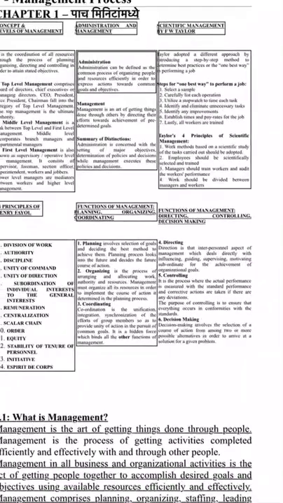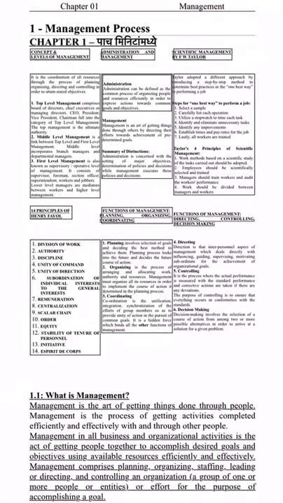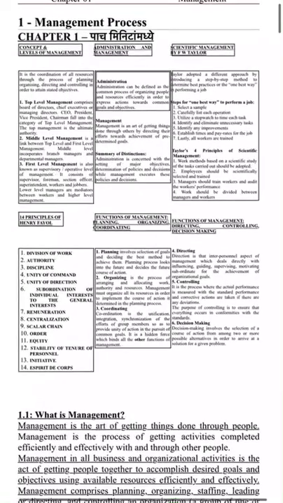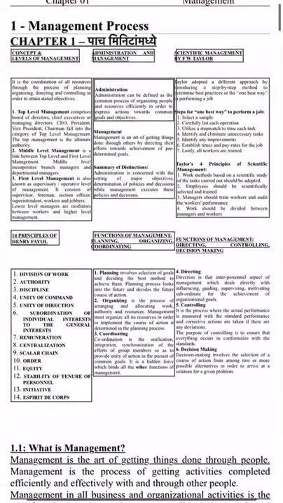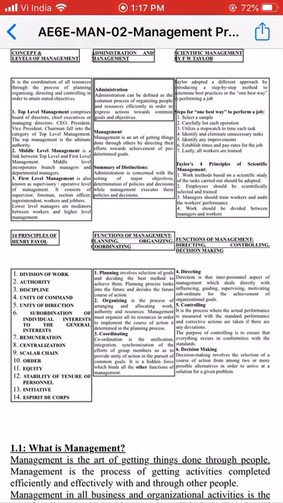So in this way you can remember this introduction to management chapter in just 5 minutes. Okay, so this is the slide. I will share this soft copy with you, so that you can remember all these things in just 5 minutes. Okay, so in this way we have completed our first unit, and we will start our next unit from next week.